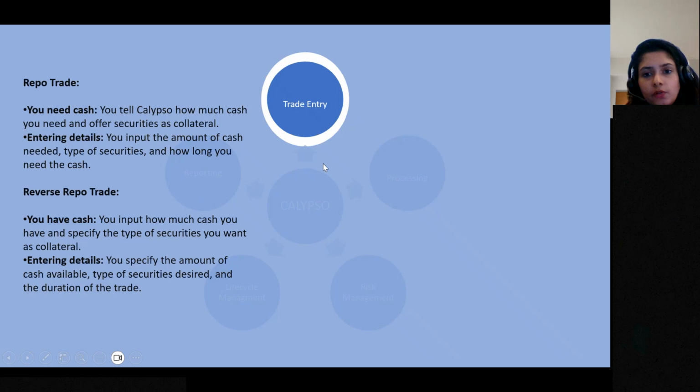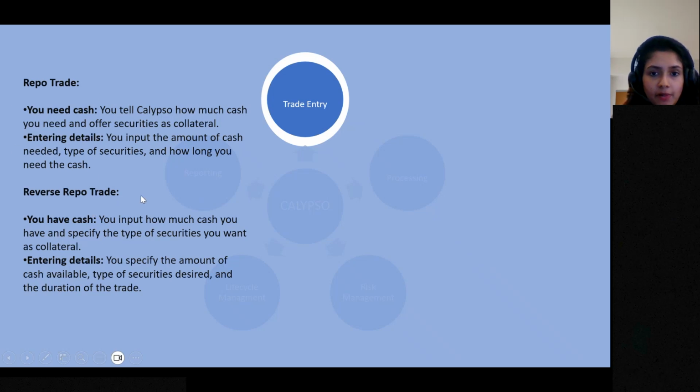Of course, I have not added screenshots or snippets of the Calypso window because this is the first session and let's keep it simple. When you're working on the windows, everyone will understand how to play around. But if the basics are clear, it's easy to work on the windows. So this is how a repo trade will enter.